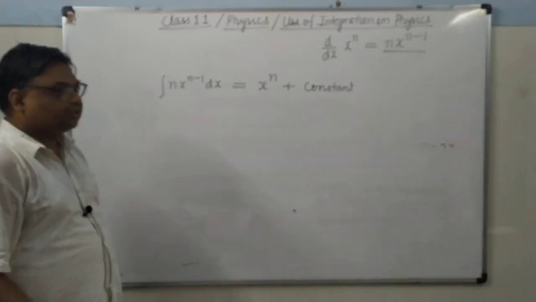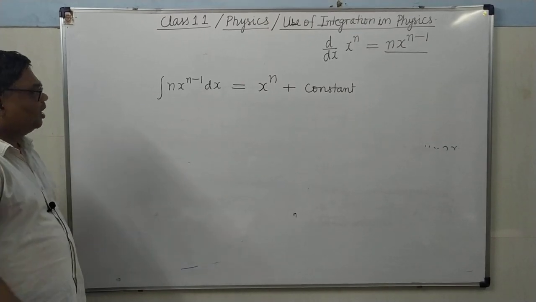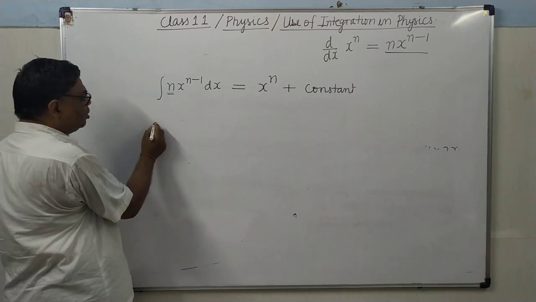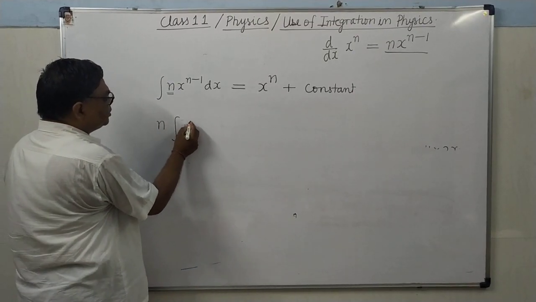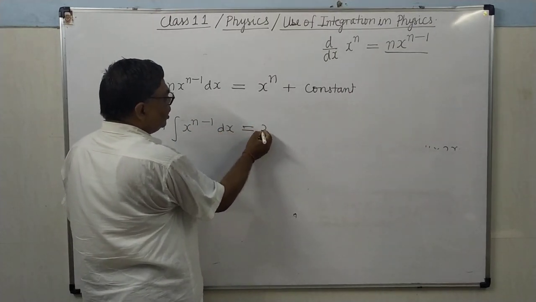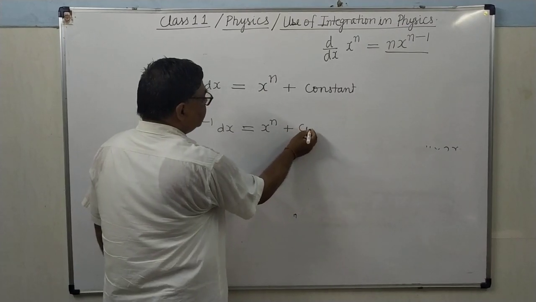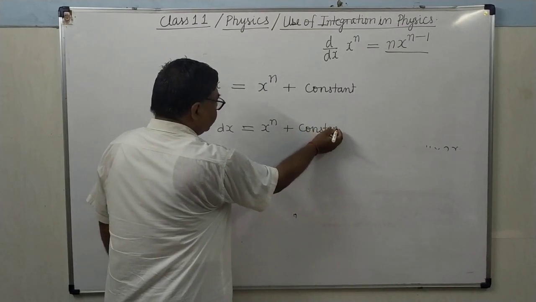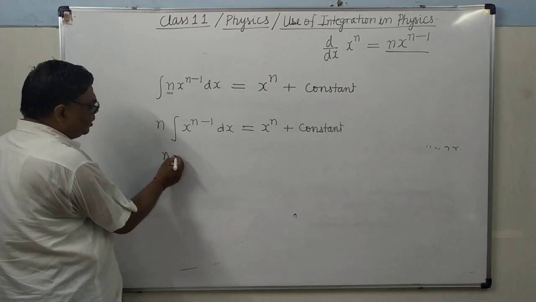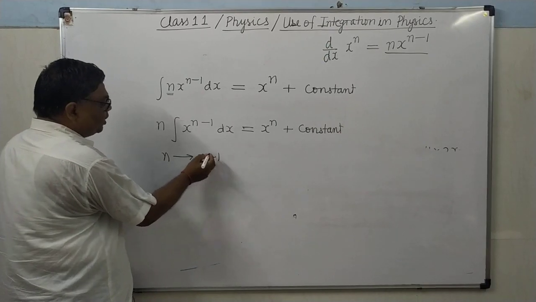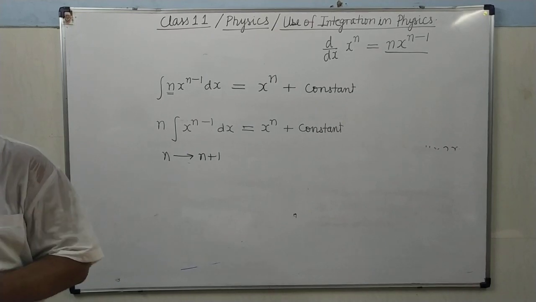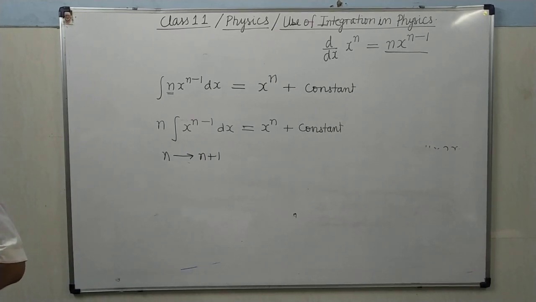It's clear? Constant means free from x. Now since n is a number, a constant, you take it out. So integral n x to the power n minus 1 dx equals x to the power n plus constant. It's clear? Now we will replace n by n plus 1. You replace n by n plus 1 everywhere. So see here.